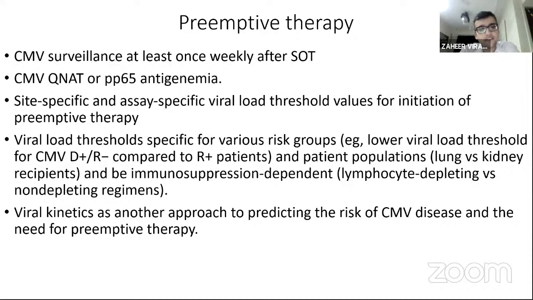So suppose your recipient was negative to begin with, obviously any virus going up is a red flag, and one has to treat. Also in lung transplant, CMV can be disastrous. So one will have to keep a low threshold to start treating, and also depending on the immunosuppression used. So if you're using a lymphocyte depleting versus a non-depleting regimen, in all our cases some induction agent was used. So that shows you that induction agents do predispose to CMV infection. And viral kinetics, like I mentioned previously, if one sees that your viral load continues to increase, then one has to start treatment.